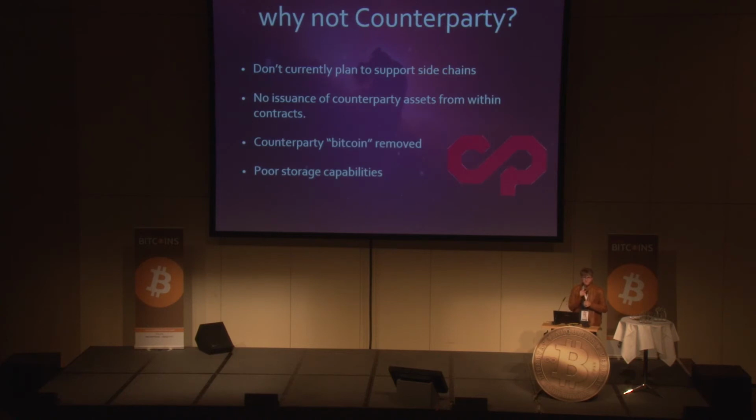The other question we get a lot is why not just use Counterparty? Answers differ on this. Some of the developers say they want to support sidechains. Some of them say they don't. With Ethereum, we have Vitalik saying that they will support sidechains, which is much more secure for us. There would be a few other ways to do it with Counterparty. You could issue a Counterparty asset from a contract, except you can't do that. Or you could use their pseudo Bitcoin they used to have, but that got removed because the people who made it were worried about regulatory risk.